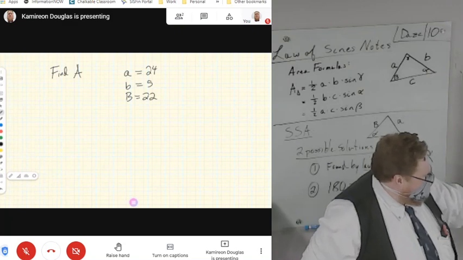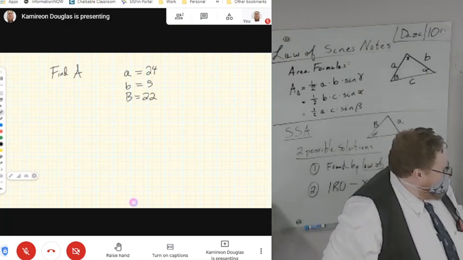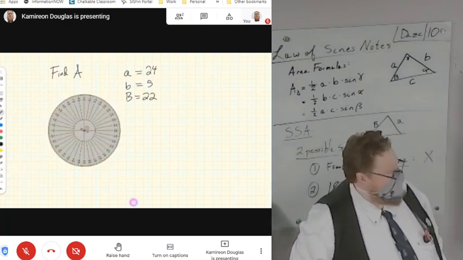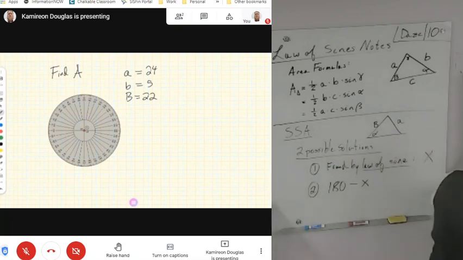I'm actually going to use a little protractor here to make this happen. You don't need to do this right here. No, I'm just showing. Let's go ahead and do it first, please. All right.